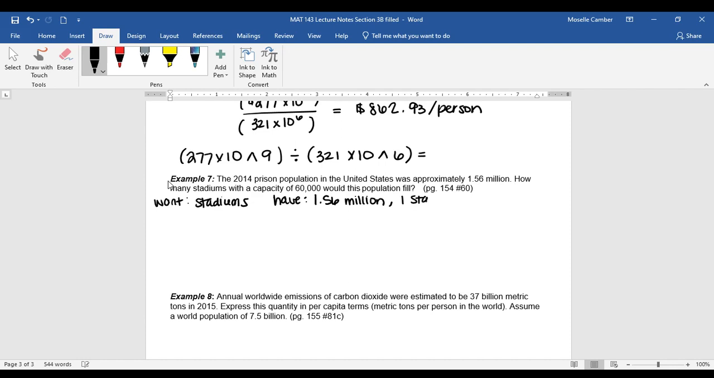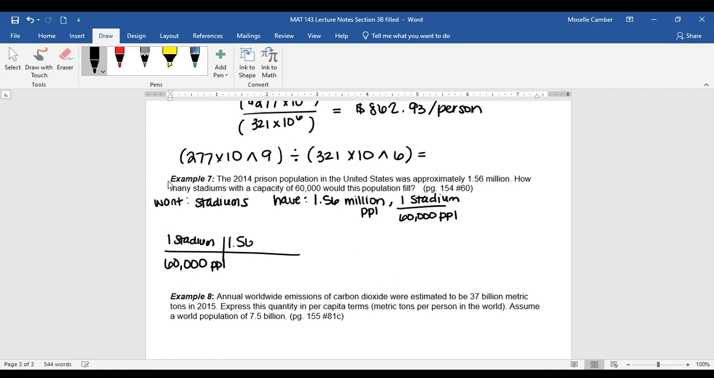So one stadium can hold 60,000 people. Okay, we want stadiums, so I want to make sure that the stadium's on the top. So I know one stadium is 60,000 people. So to cancel out the people, let's, I forgot to put that here. So 1.56 million people and one stadium, 60,000 people. I've used that one. So the only other one with people is this one.